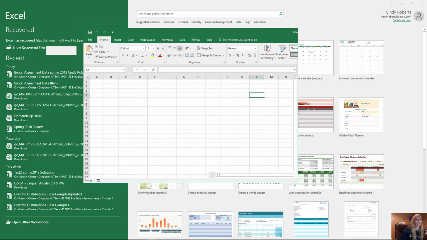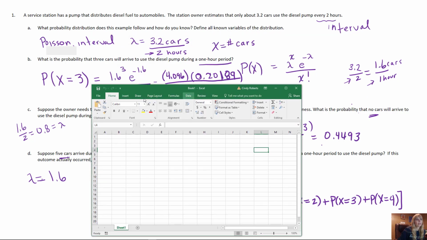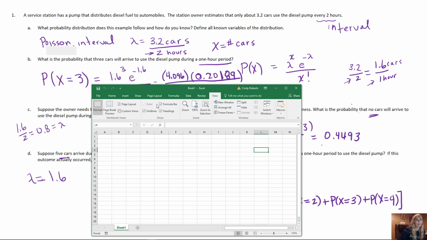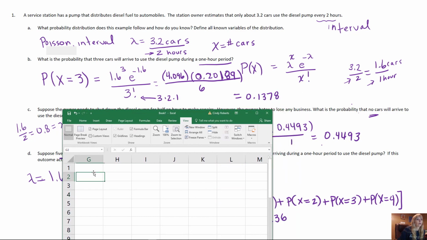All right, so let's just check this real quick. I have probably 15 Excels open. Let me zoom. Okay. So the first one, I'm going to hard code this in. I know I tell you never do this, that you should actually put your X in a cell and lambda in a cell, but I'm just going to type this in because I'm lazy.